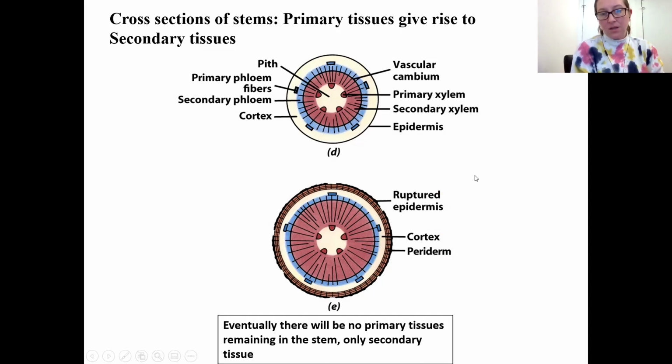The reason I'm bringing this up is because eventually, in plants that do secondary growth, in certain parts of those plants, there won't be any primary tissues remaining, right? We're talking about the stem, but there won't be any primary tissues left anymore. Eventually there will be only secondary tissue. For example, if you're looking at a 100-foot tall, giant tree, and you were to look at the cells in that big, giant tree's trunk, there would only be secondary tissues.